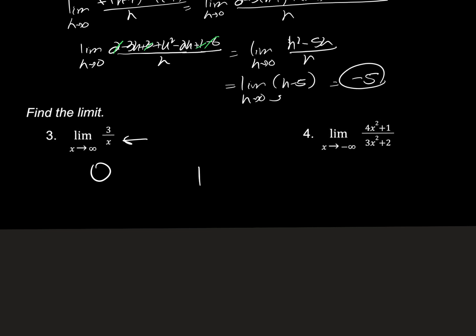So what I'm going to do here is I'm going to say, okay, limit as x approaches negative infinity. And I'm going to divide all the terms by x squared. So I'm going 4x squared over x squared because that's my largest degree. Same thing in my denominator.